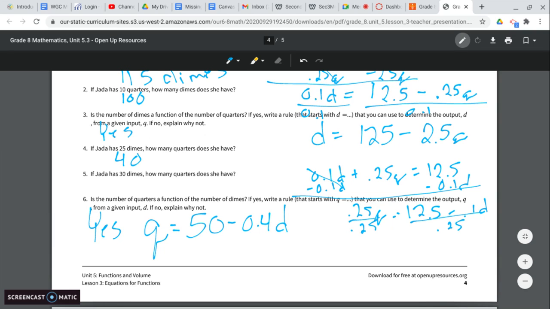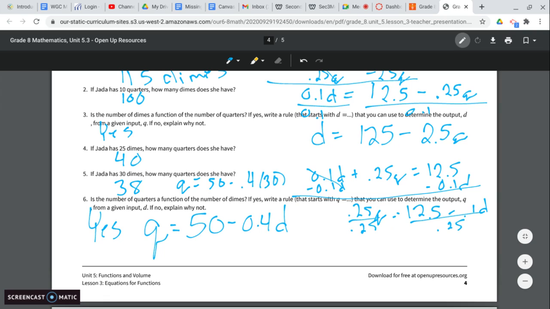The next one, we do Q equals 50 minus 0.4 times 30, just so you can see it. So 0.4 times 30 is going to give us 12. And 50 minus 12 is going to be 38. So it'd be 38 quarters.